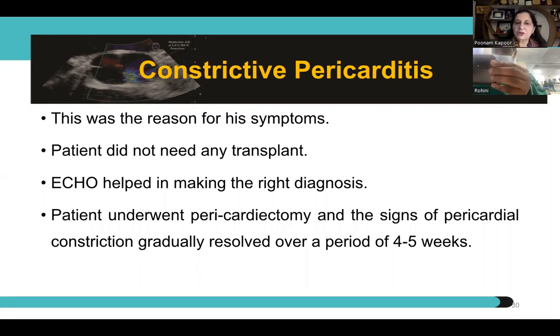And therefore, this was a patient with carcinoma who had come for pericardial effusion drainage and needed a pericardiectomy. They were thinking of a transplant because it was a young male, but this patient did not need a transplant, just a pericardiectomy. The echo making the right diagnosis, proved on MRI, made it just a simple pericardiectomy for this patient.